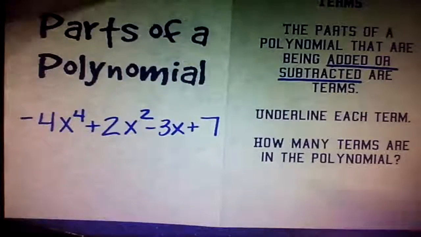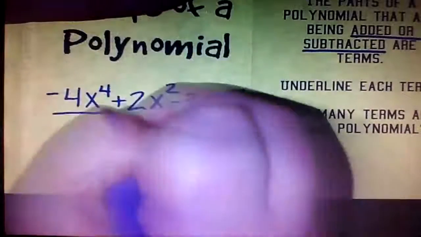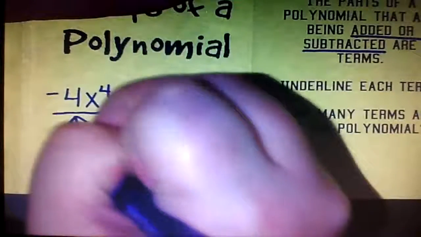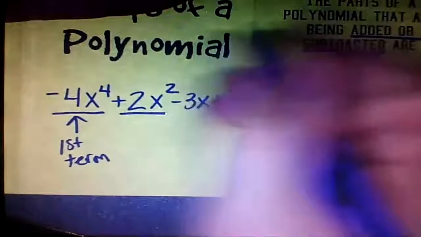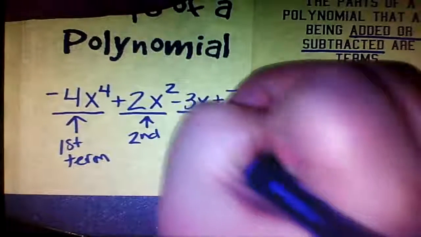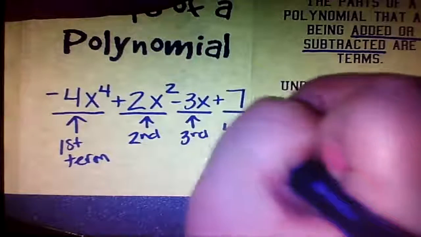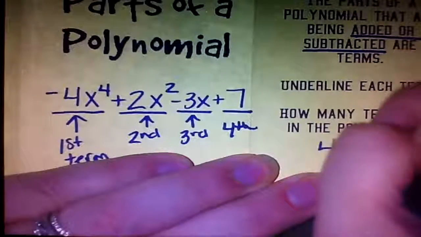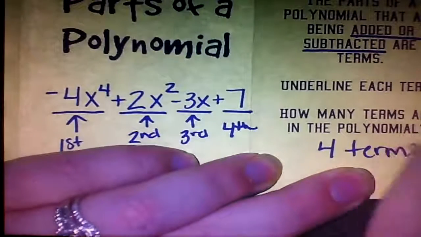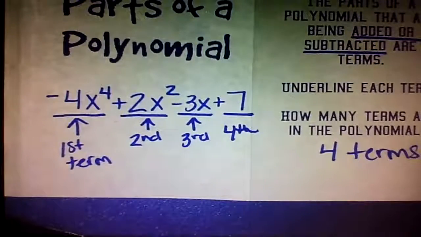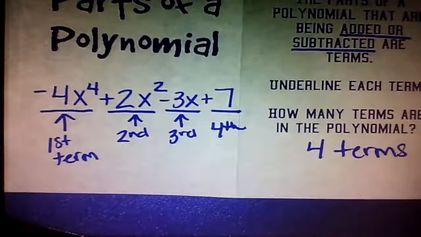Your first term is this. Your second term is this. This is your third. And this is your fourth. So there are 4 terms. Okay. Those are your 4 terms.